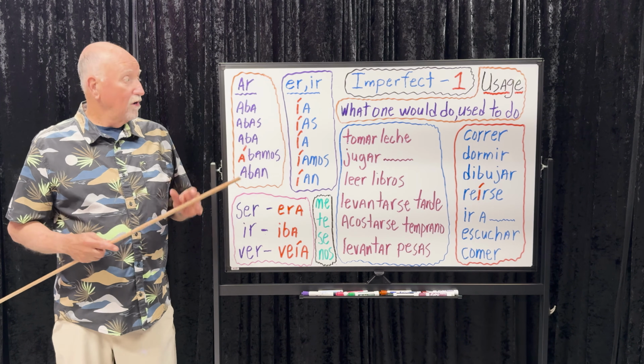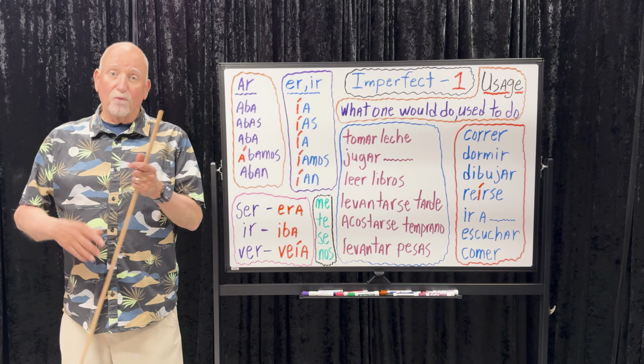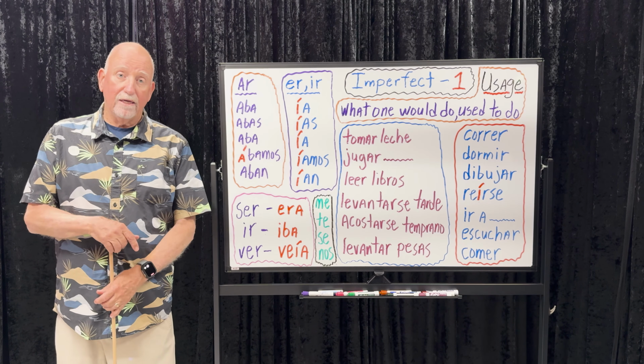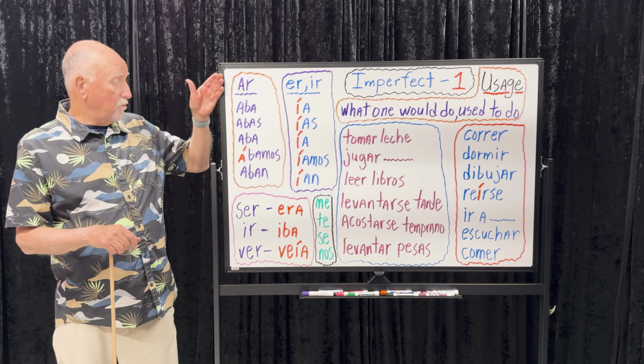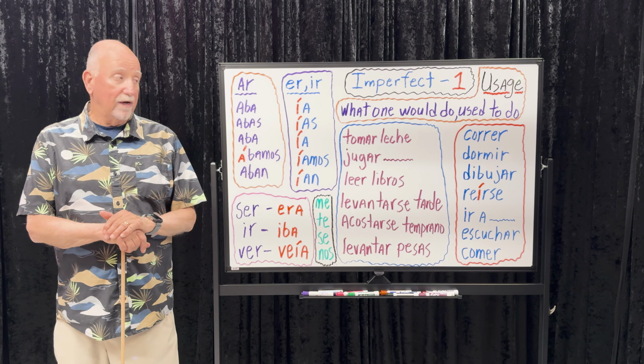What do we know? All but 3 verbs. You could go through a dictionary for weeks, and these are the only 3 verbs that are irregular in the imperfect. So it's just a regular ending for AR verbs and the same for ER and IR verbs, regular endings.